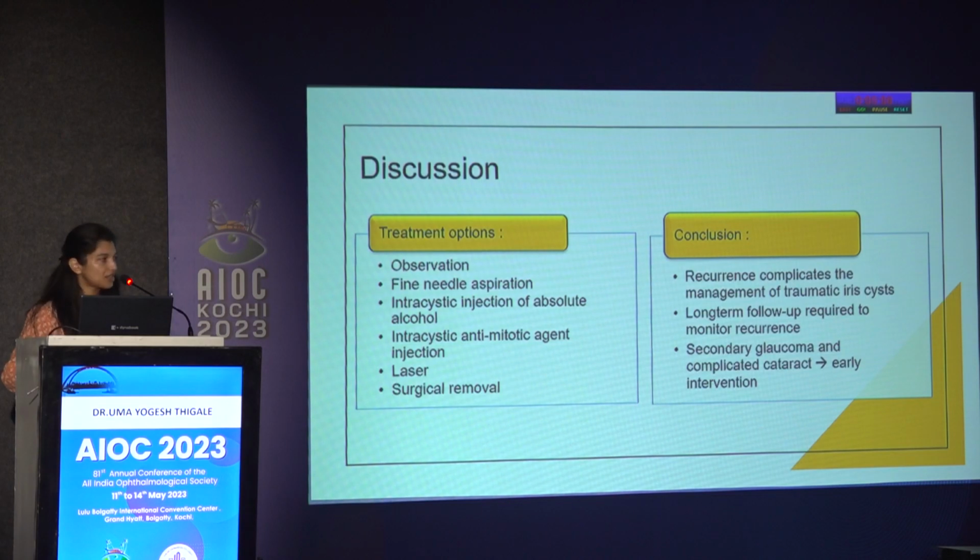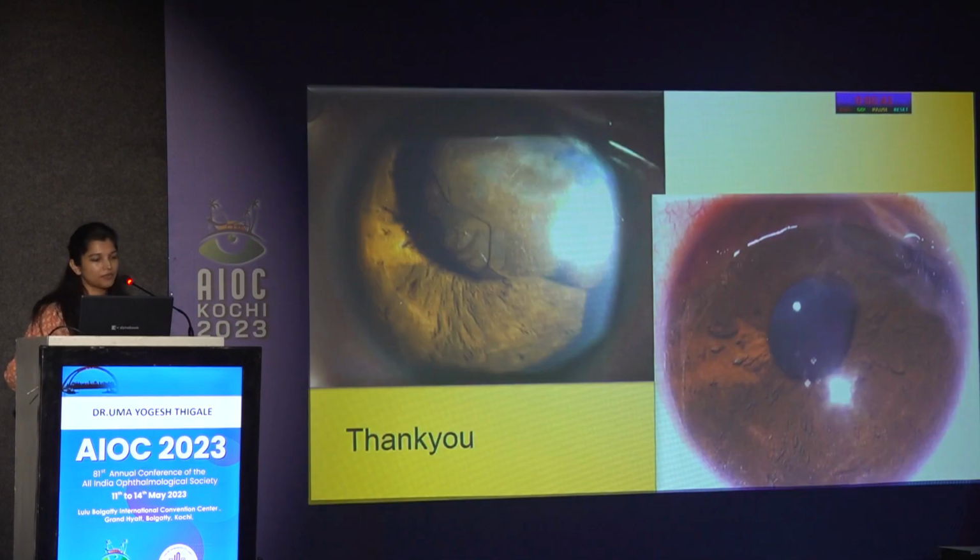Recurrence complicates the management of traumatic iris cyst, hence surgical excision is usually the last resort. Long-term follow-up is required to monitor for recurrence, and if secondary glaucoma or a complicated cataract is present, early intervention is necessary. Thank you.